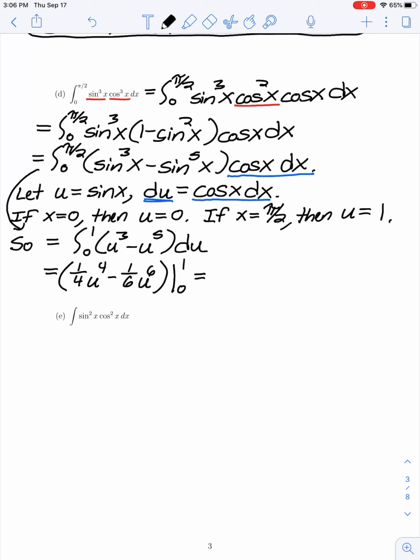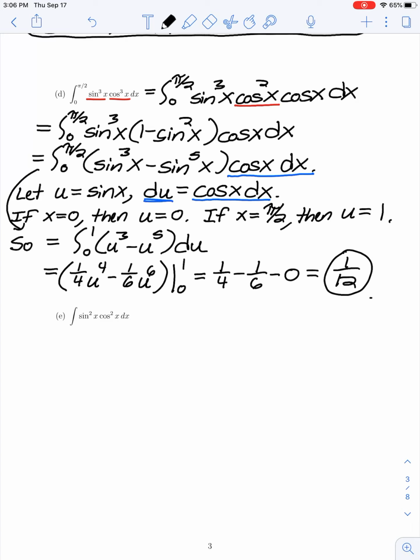So evaluating at 1, I would have 1/4 minus 1/6, and then we subtract what we get when we evaluate at 0, which would be 0. So simplifying, getting a common denominator of 12, I would have 3 over 12 minus 2 over 12, so I'm left with 1/12 for the value of that definite integral.